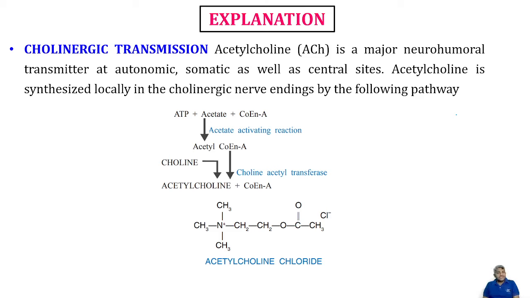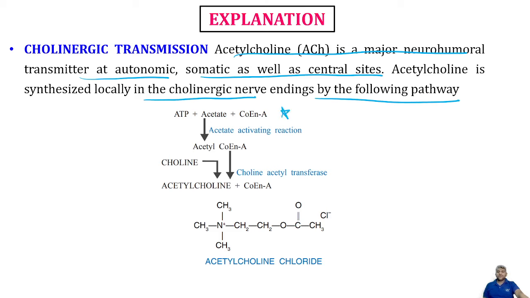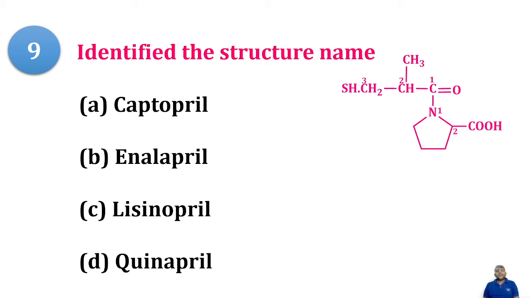Next, we have cholinergic transmission. As I told you, acetylcholine is a major neurohormonal transmitter at autonomic and somatic as well as central sites. Acetylcholine is synthesized locally in the cholinergic nerve ending by the following path: ATP in presence of acetate and coenzyme A, acetate activating reactions, and then it reacts with choline, and in presence of choline acetyltransferase there is a formation of acetylcholine chloride.